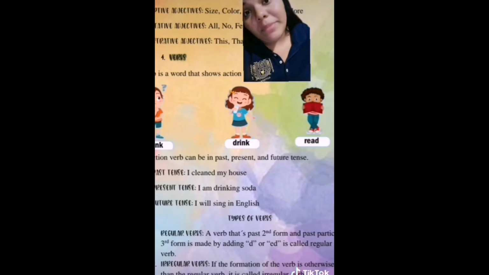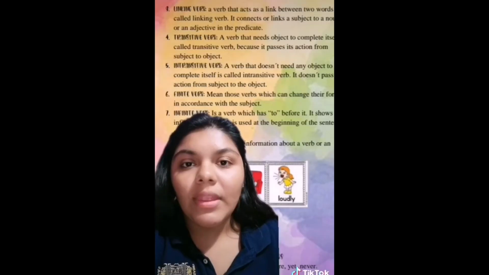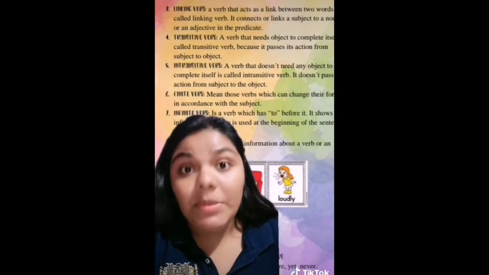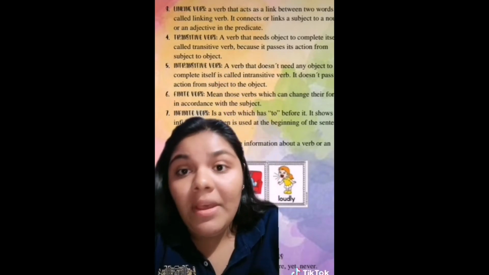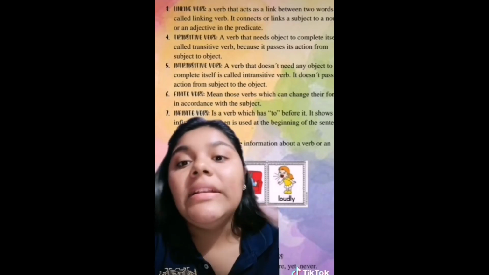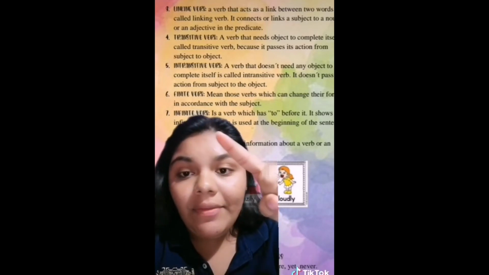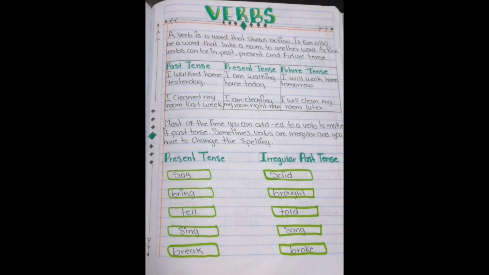In the types of verbs, we have regular verbs and irregular verbs. And there are other types of verbs like linking verb, transitive verb, intransitive verb, finite verb, and infinite verb. In this part, we can find the two types of verbs that are the most important. We have the present tense and the irregular past tense. In the present tense, we can see the verb say, but in the irregular past tense it is said.